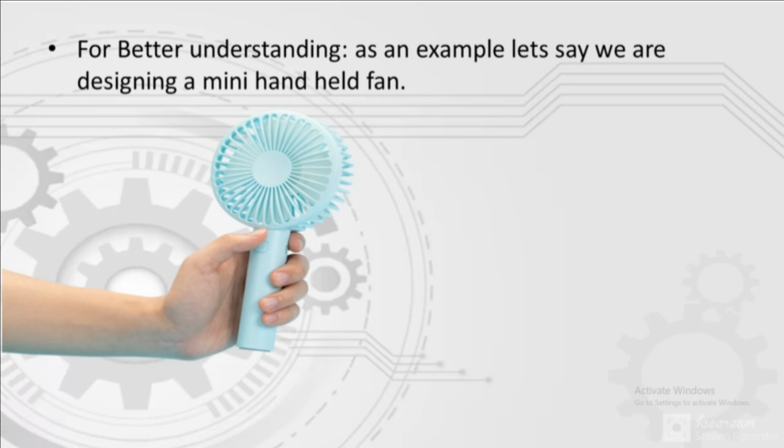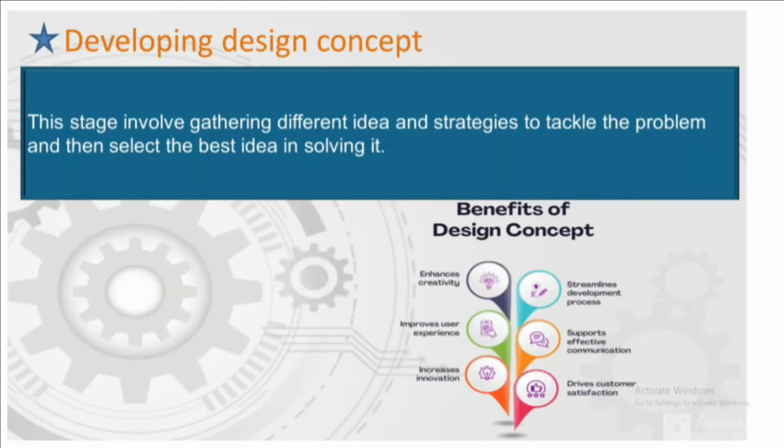Now to the second step. Step number 2 is the concept development stage. After properly defining the problem, the next thing is to develop a concept that will work best for the problem we are designing. This stage involves producing different ideas, different strategies to tackle the problem, putting in mind the pros and cons. We now go for the best results to work on the design.